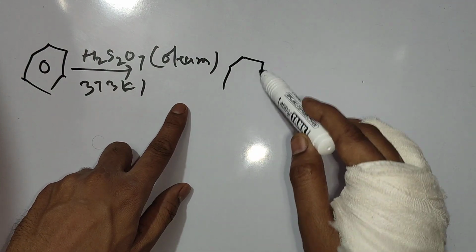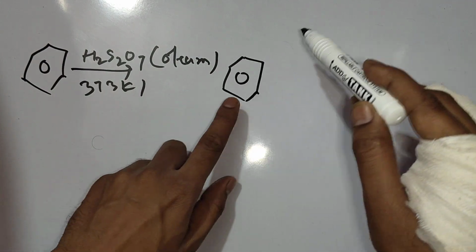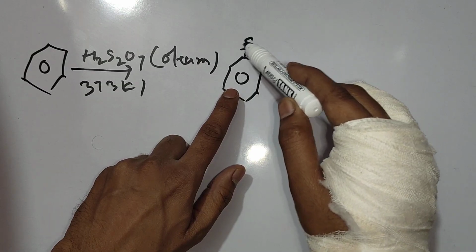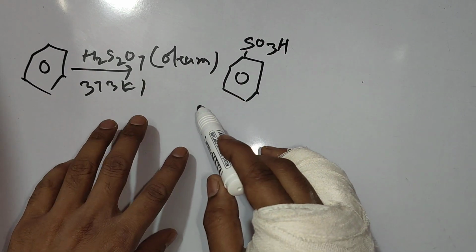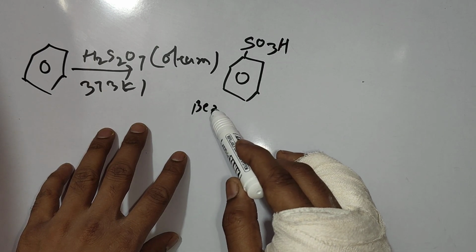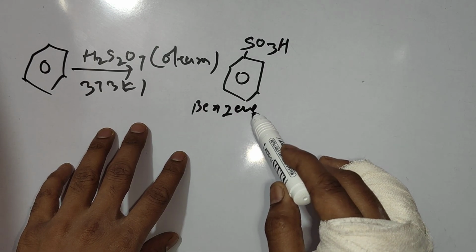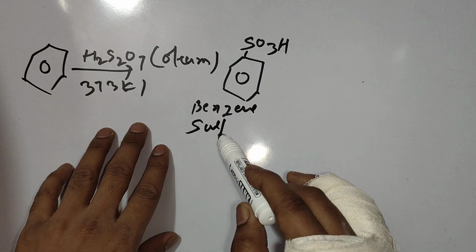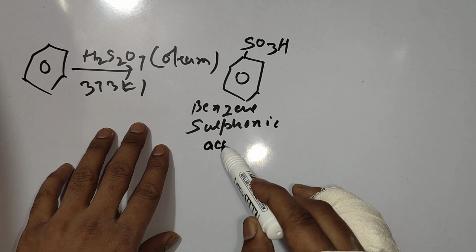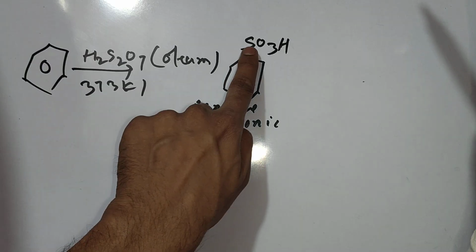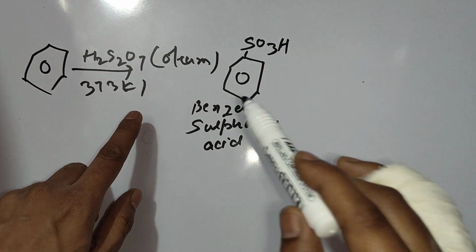Firstly, a waxy white crystalline solid of benzene sulfonic acid will generate. This is benzene sulfonic acid. This is the sulfonic group. Learn it: SO3H, sulfonic functional group. This is the first step.